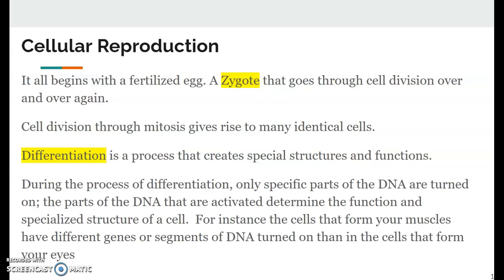During the process of differentiation, only specific parts of the DNA are turned on, right? Because you have to remember that all cells have the same DNA. All cells coming from the same person have the same DNA. So how is it that it becomes different, right? It just means that different parts of the DNA are turned on within specific cells, and that's why different cells look different and behave in a different way, right?